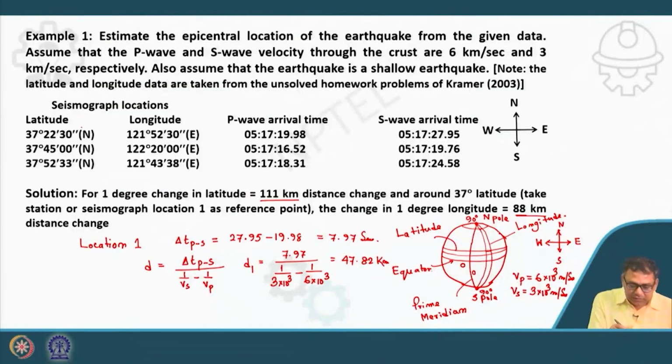So here also, this is station 1, this is station 3. So station 3 latitude is more than station 1. That means station 3 is also towards the north compared to station 1. And in terms of longitude, this is 121 52 30 second, here 121 42 38. So now here station 3 is towards the west as compared to station 1. Okay, because the longitude of station 3 is less than the longitude of station 1. So it will be towards the west.